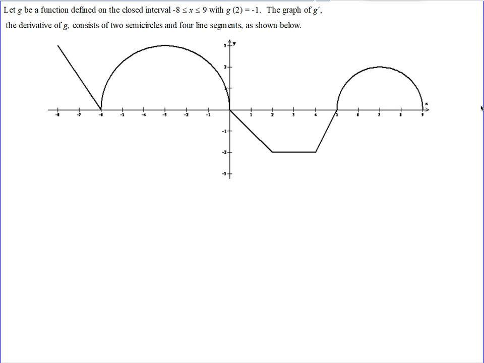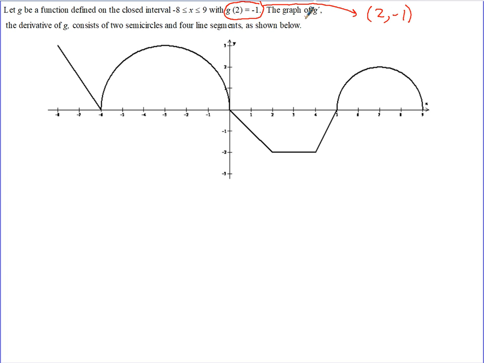These are the notes for AP Calculus on the topic of analyzing the graph of the first and second derivative. So here it says, let g be a function defined on the closed interval -8 to 9 with g of 2 equal to -1. So that's giving us one point we know on the graph of g is (2, -1). We'll use that later on.